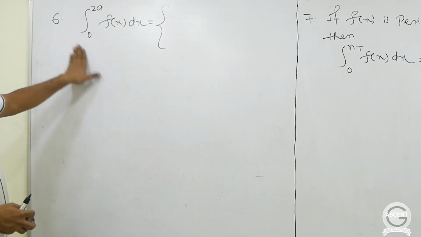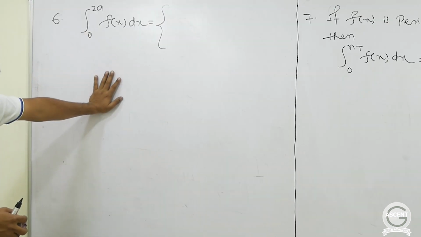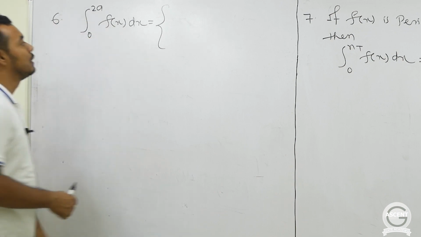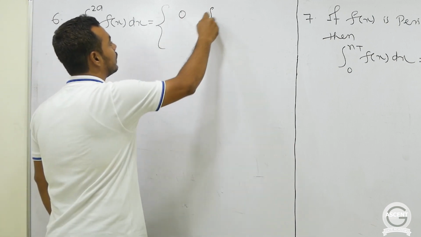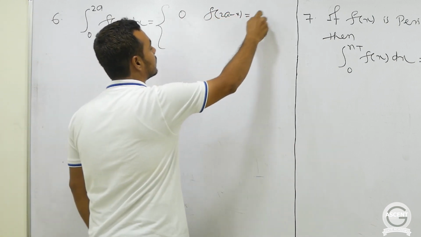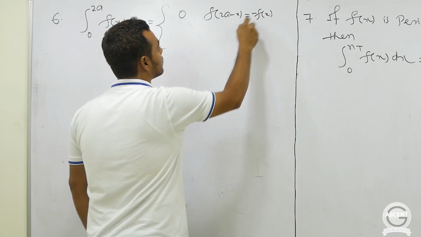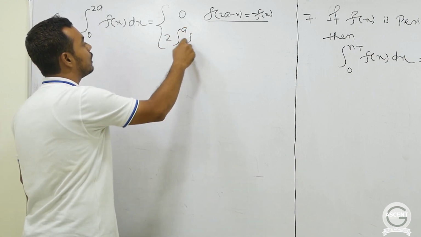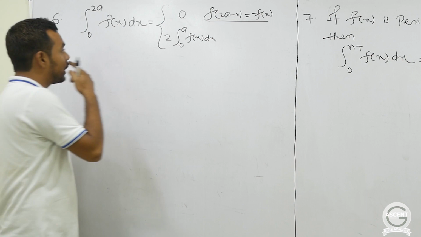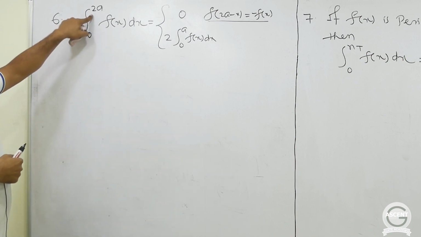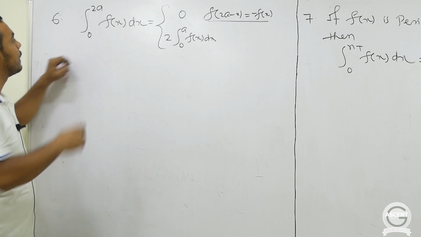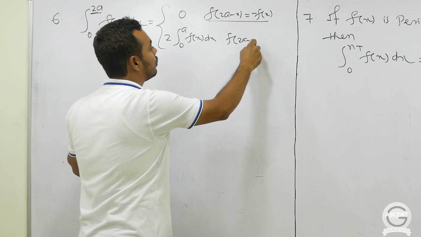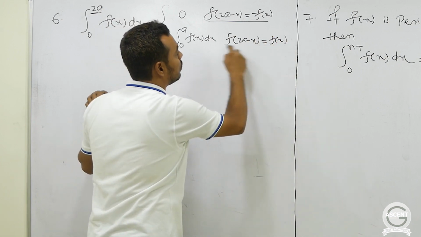Okay, so now we have these two properties, 6 and 7. Property number 6 is the integral from 0 to 2a of f(x) dx. This will be 0 if f(2a - x) is equal to -f(x), and this will be 2 times the integral from 0 to a of f(x) dx. Remember that our original integral is from 0 to 2a, so you can write this as 2 times the integral from 0 to a, half of this limit, if f(2a - x) is equal to f(x).